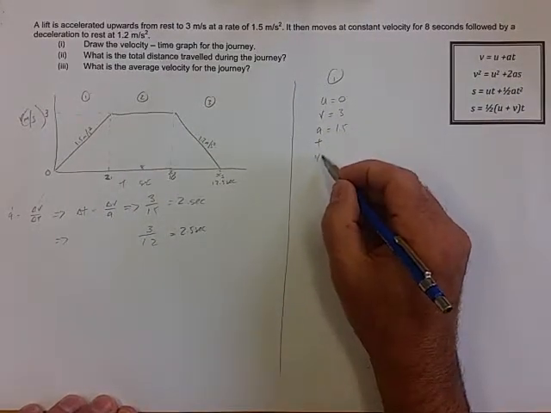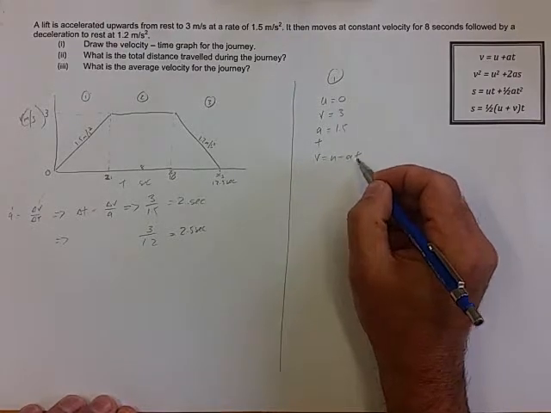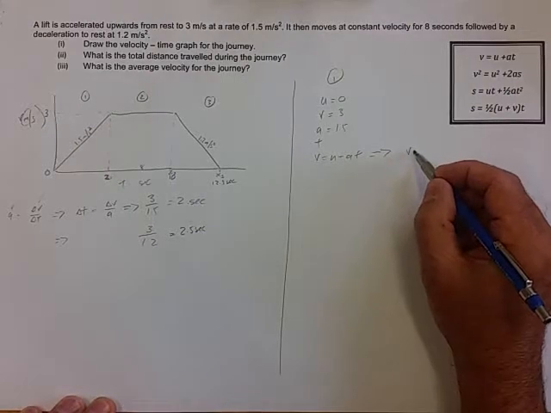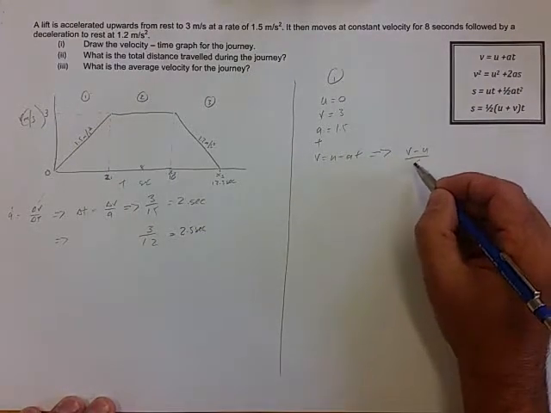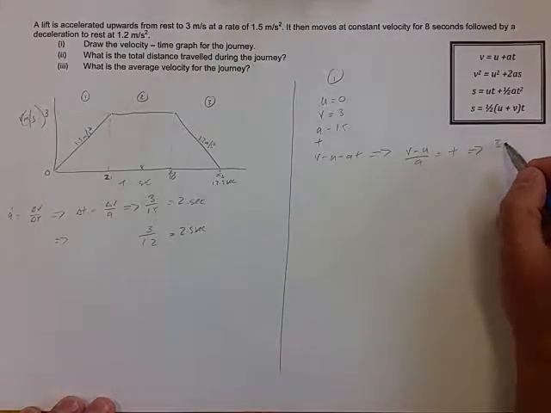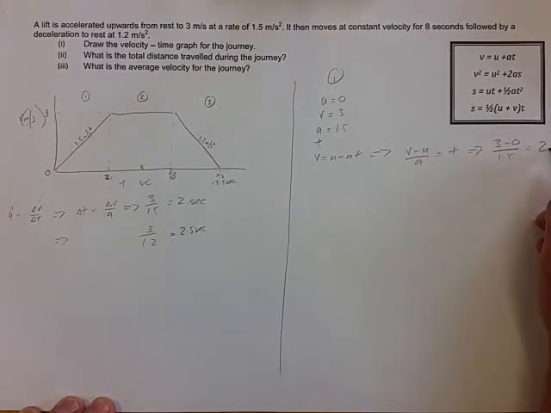So it's v equals u plus a t. We're looking for t, so if we transpose that formula, v minus u divided by a equals t. Put our numbers in, 3 minus 0 divided by 1.5 equals 2 seconds.